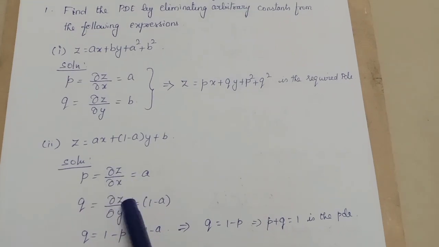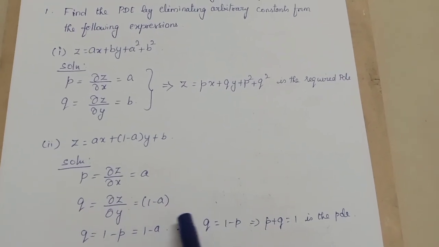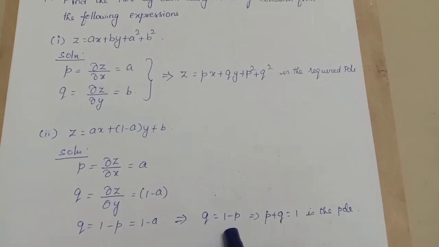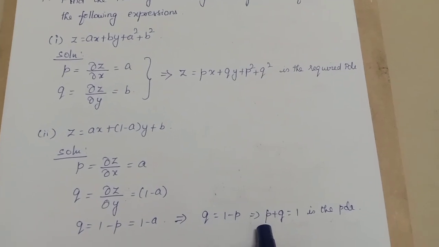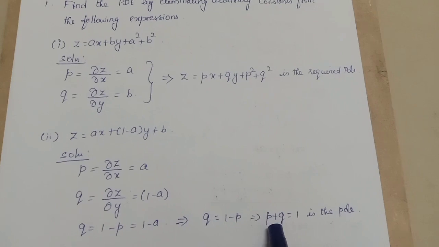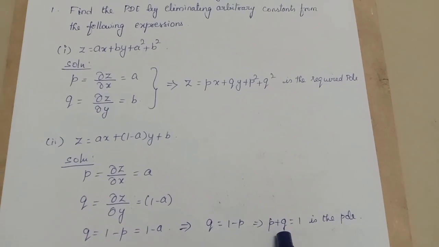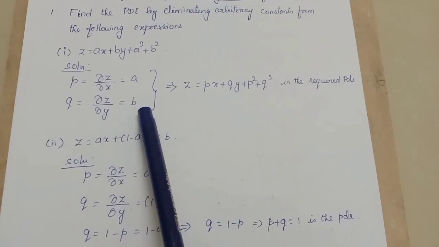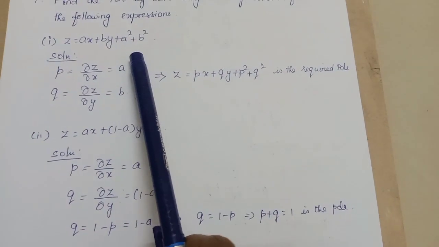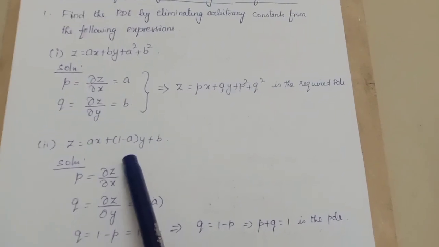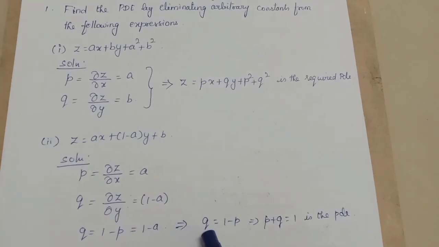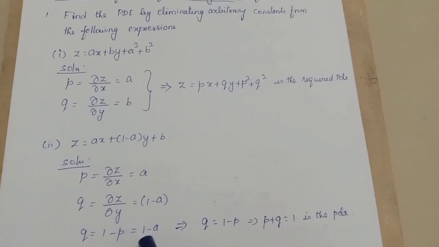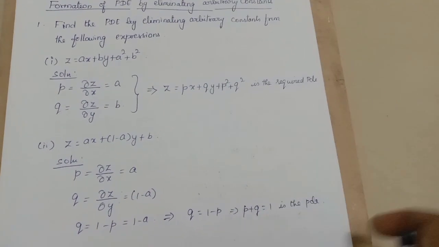Okay, so look at these two expressions. q equal to 1 minus a, no? So instead of a, what can I write? p. So q equal to 1 minus p. So from this itself, you are getting one equation, no? So this is the required partial differential equation. Understand? So either you can find out the values of the arbitrary constants and substitute in the given equation, otherwise, instead of substituting the values, you can derive an equation with the derivatives. In any one of the ways you can do. Okay, right.